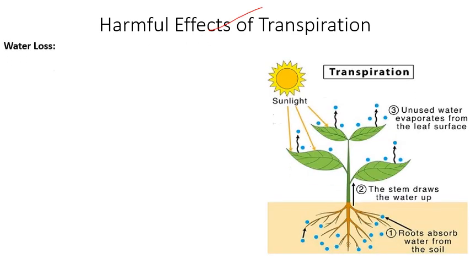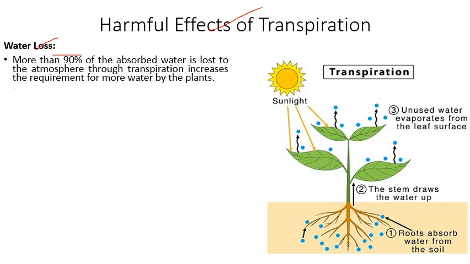Next come the harmful effects of transpiration. The first harmful effect is water loss. More than 90% of the water absorbed is lost to the atmosphere through transpiration, and it increases the requirement of more water intake by the plants.